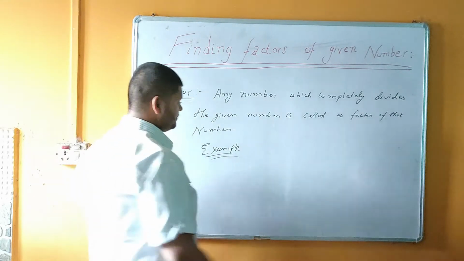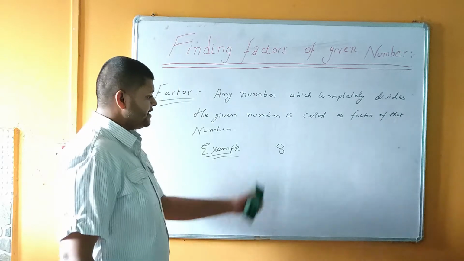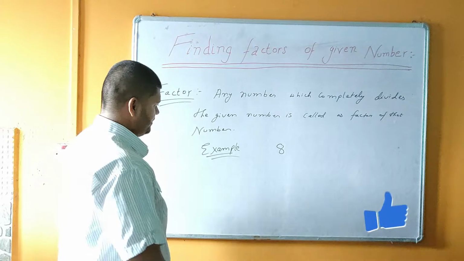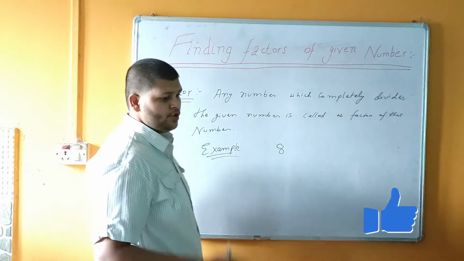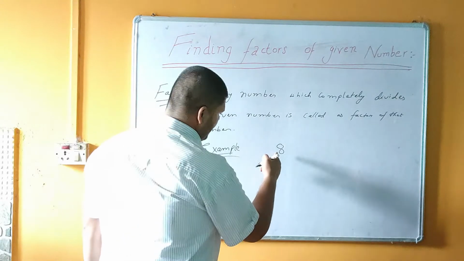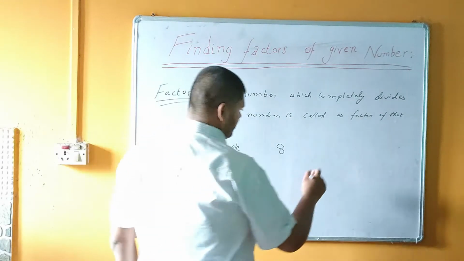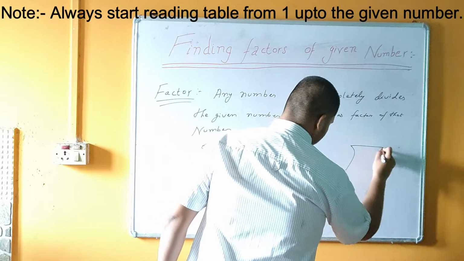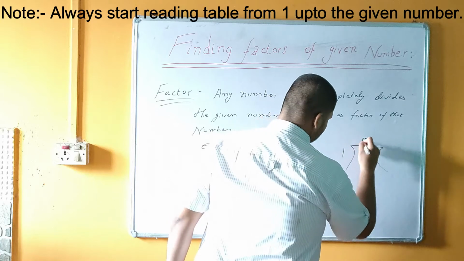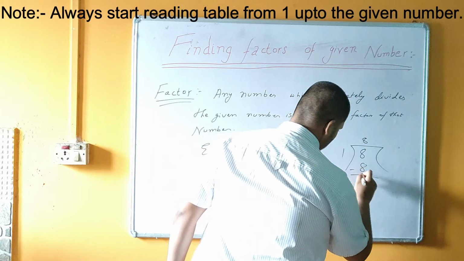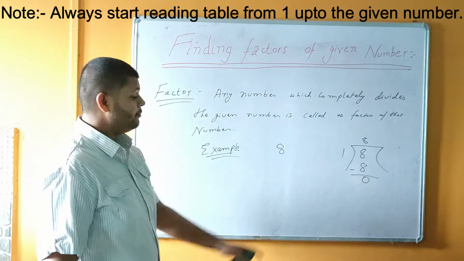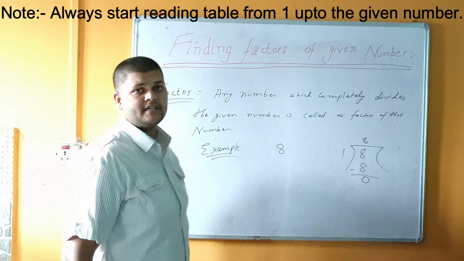So for example, I am taking one number 8. So we are here to find the factors of 8. How can you find the factors of 8? To find the factors of 8, you have to read the table from 1 to 8. You have to see whether this 8 is divisible by 1 or not. So let us see here. We are dividing by 1. 1 eight is 8, so leaving remainder as 0. That means 1 is dividing this 8 completely. Why completely? Because the remainder is 0.